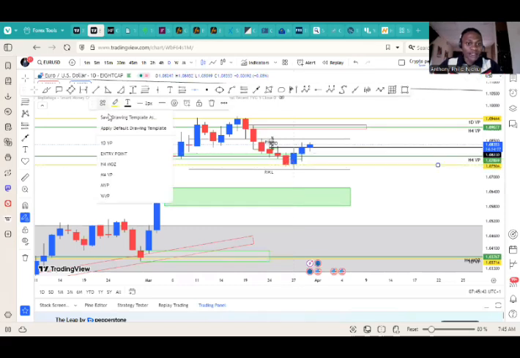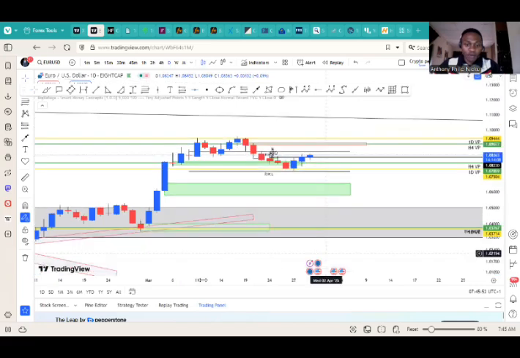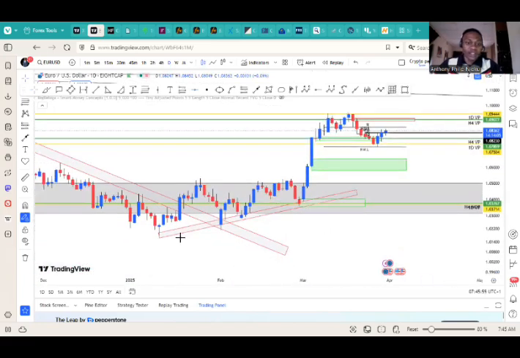Boom, that's the daily demand zone. Secondary demand zone to be precise. This is the daily primary demand zone, this zone over here. Good. And the prevailing trend on the daily time frame, we draw the prevailing trend. The prevailing trend on the daily time frame is what, uptrend. Okay, it's easy to spot.